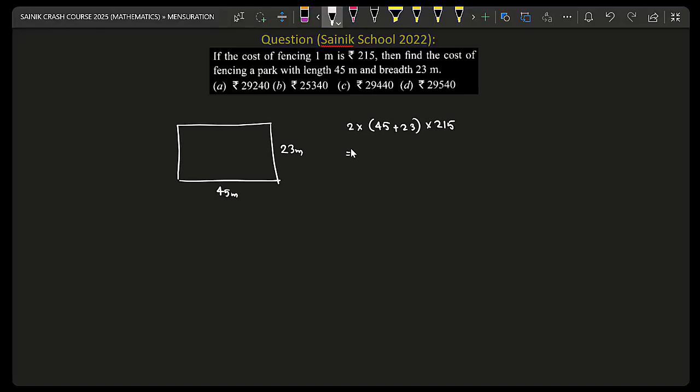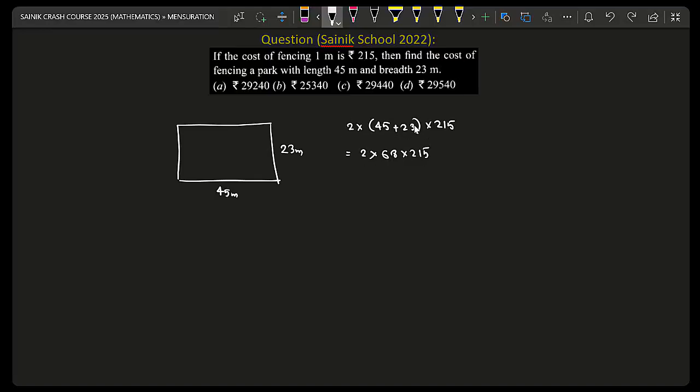Okay, now simplify. 2 into, what is 45 plus 23? Sir, 68. 68 and multiply by 215. Sir, 126 into 215. Okay, see, if you get the same question, don't simply multiply like 2 into 68 and then multiply with 215. No, don't do that.